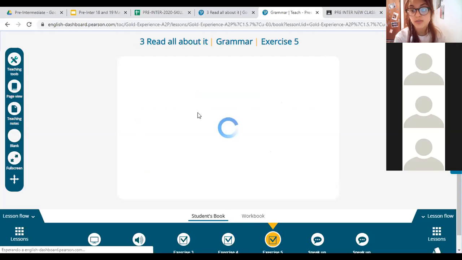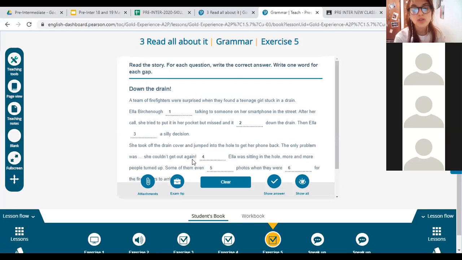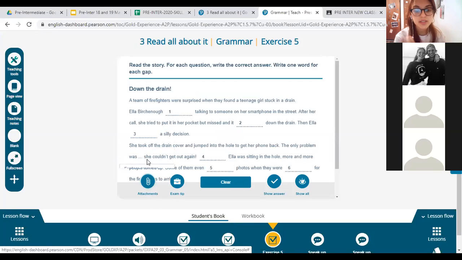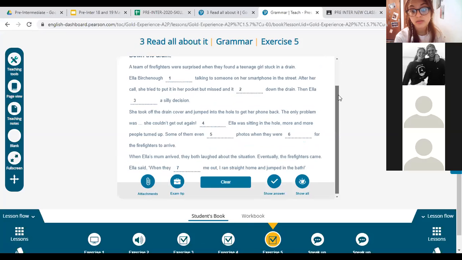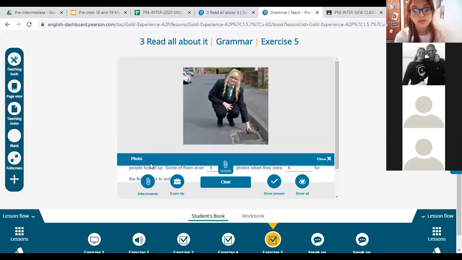So let's go to exercise 5. Let's take a look at this exercise. So we have a story. This is the picture. We have a little girl, well, not so little. This is the drain. And what does she have in her hand? Her cell phone. Okay, so let's see what happened to her.